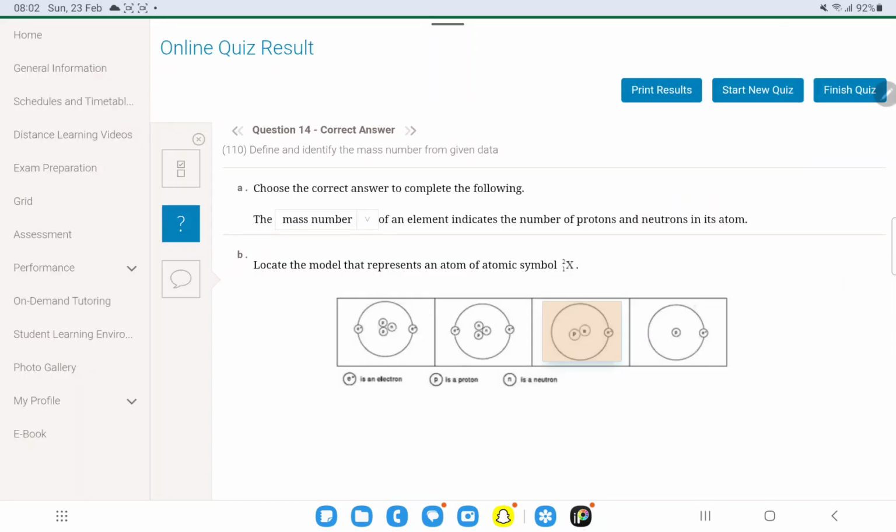The mass number indicates the number of protons and neutrons. So when you see protons alone, it's atomic number. When you see protons and neutrons, it's mass number.